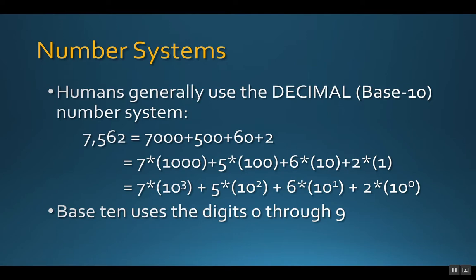Humans usually use the decimal or base 10 number system. We've got 10 fingers, 10 toes. It comes naturally to us to count by tens. And you'll probably remember learning about this in elementary school. 7,562, as you see here, could be represented by 7 thousands, 500s, 6 tens, and 2 ones, which are all represented by powers of 10. Base 10 uses the digits 0 through 9.